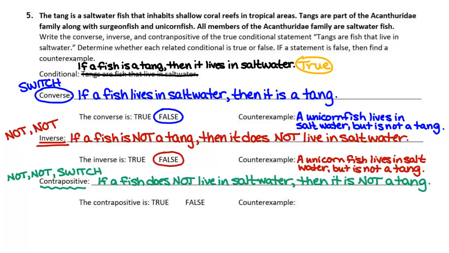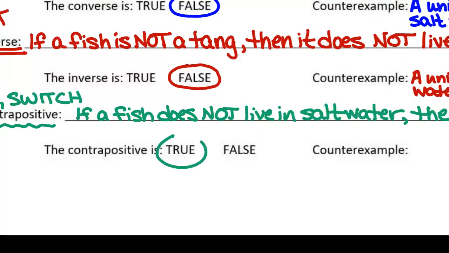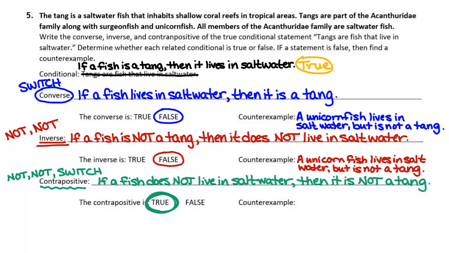If a fish does not live in salt water, could it be a tang? If the fish does not live in salt water, we have a fish that lives in fresh water. It does not live in salt water. Could that fish be a tang fish? No. So is this last statement true or false then? This is true. If it doesn't live in salt water, then it can't be a tang fish, because tang fish have to live in salt water. Nicely done. Let's try another one like that.